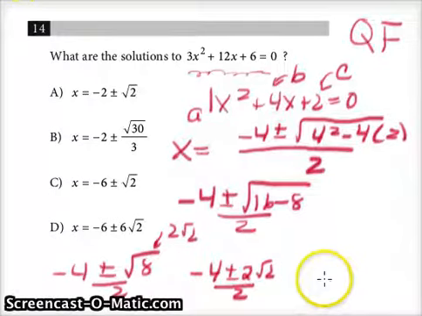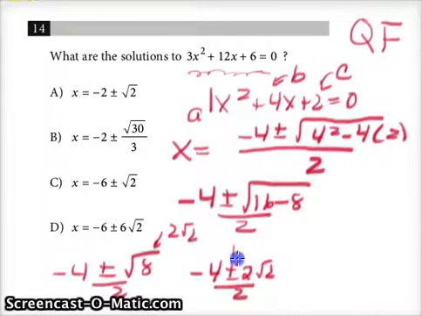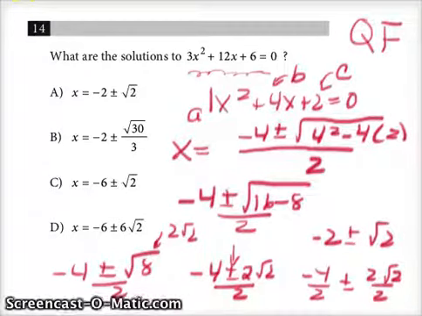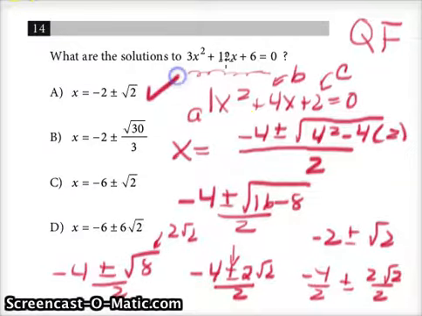Now there are a lot of ways to do this. I would just split it right up here. It's negative 4 over 2 plus or minus 2 radical 2 over 2. That's negative 2 plus or minus radical 2. And which answer choice is that? A. Question 14, the correct answer is A. That's how you do that problem.